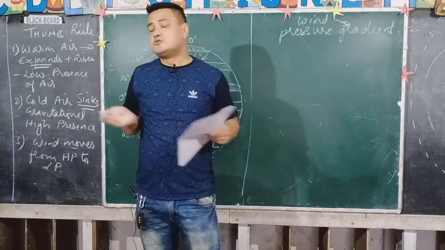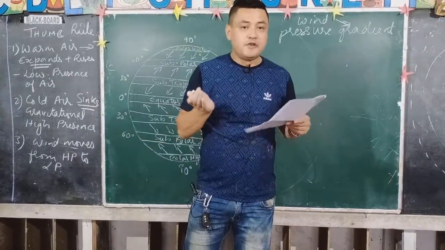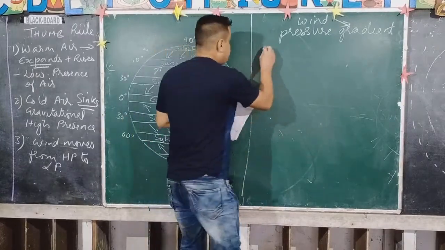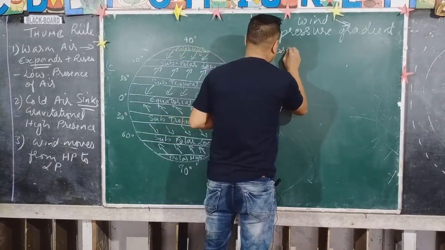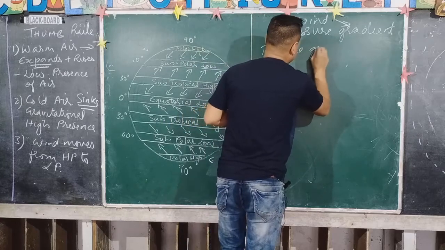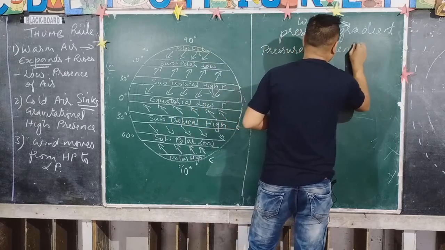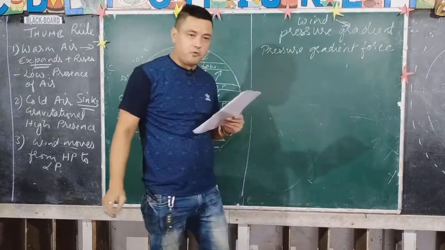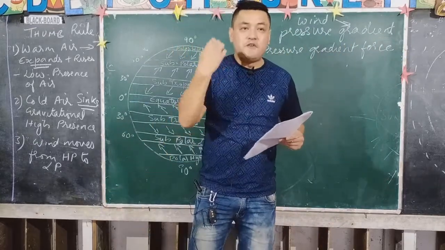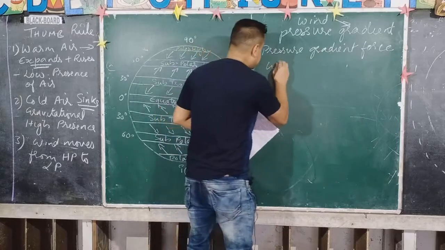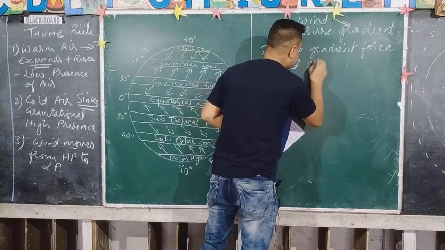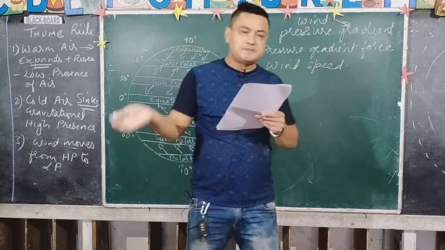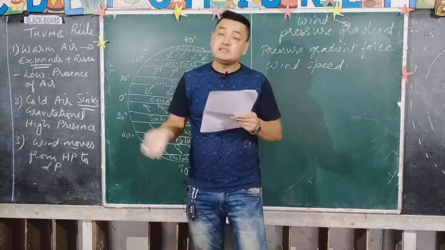Movement of air is not a simple phenomenon. It's basically a complex phenomenon. So, pressure gradient force. Whenever I am talking about the pressure gradient force, I am talking about the wind speed or wind velocity, which depends on the difference between high pressure as well as low pressure.